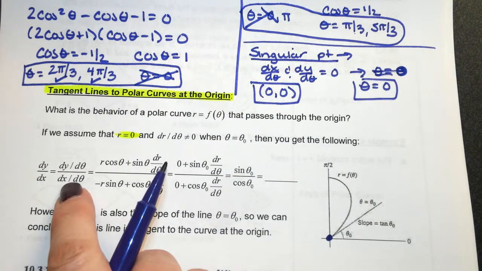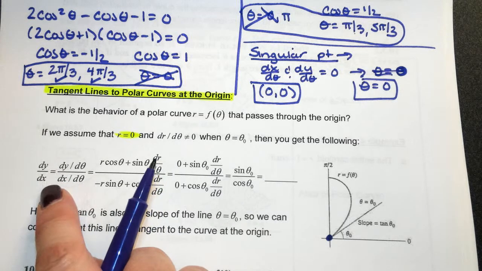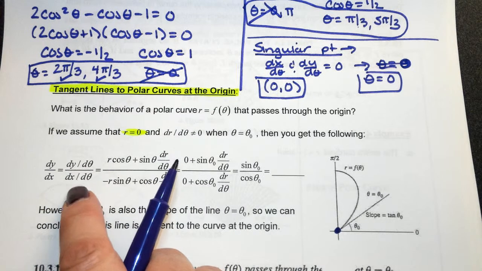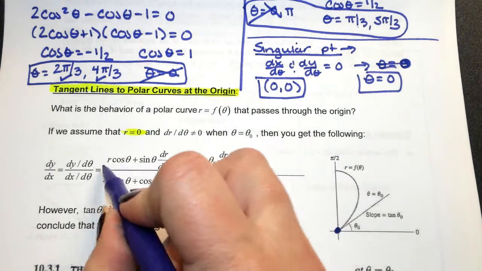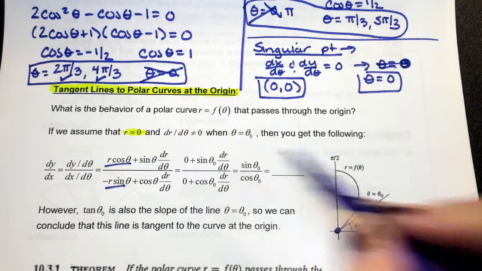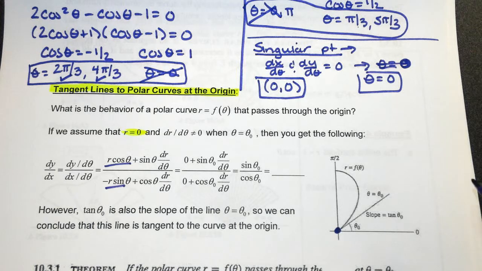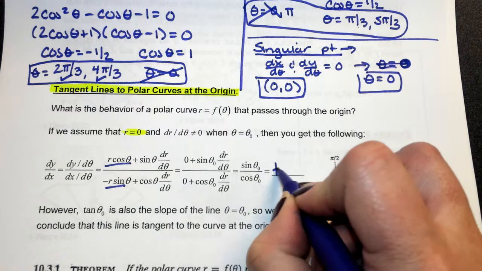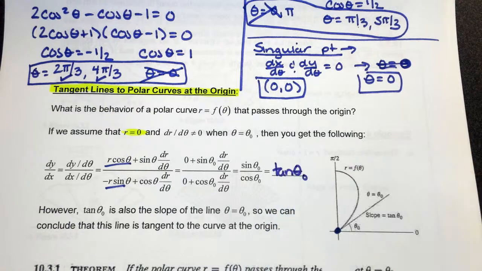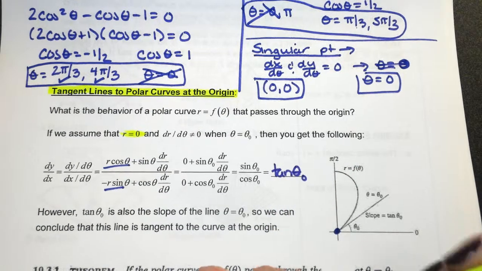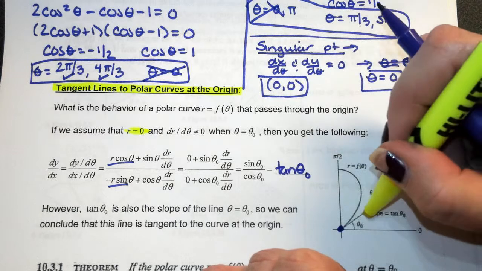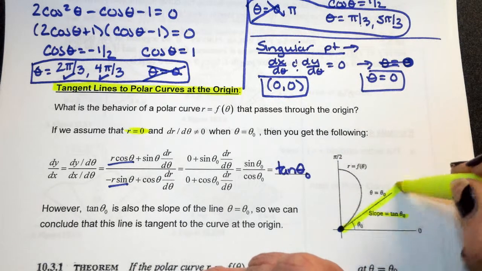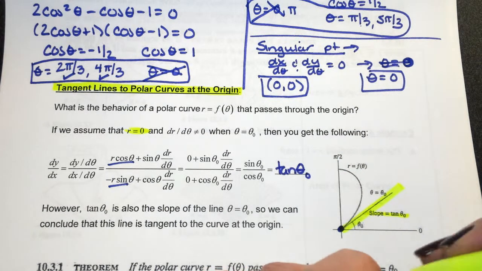Again, we talked about how the derivative of y with respect to x in polar is dy d theta over dx d theta. So if r is equal to 0, this whole thing goes to 0, this whole thing goes equal to 0. So notice I'm left with the sine over the cosine, which is also going to be the tangent of theta sub 0. So what that brings me to is that the slope of the tangent line is going to be the tangent of theta. All right?